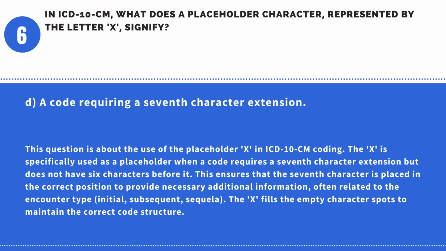This question is about the use of the placeholder X in ICD-10 CM coding. The X is specifically used as a placeholder when a code requires a 7th character extension but does not have 6 characters before it. This ensures that the 7th character is placed in the correct position to provide necessary additional information, often related to the encounter type, initial, subsequent, sequelae. The X fills the empty character spots to maintain the correct code structure.